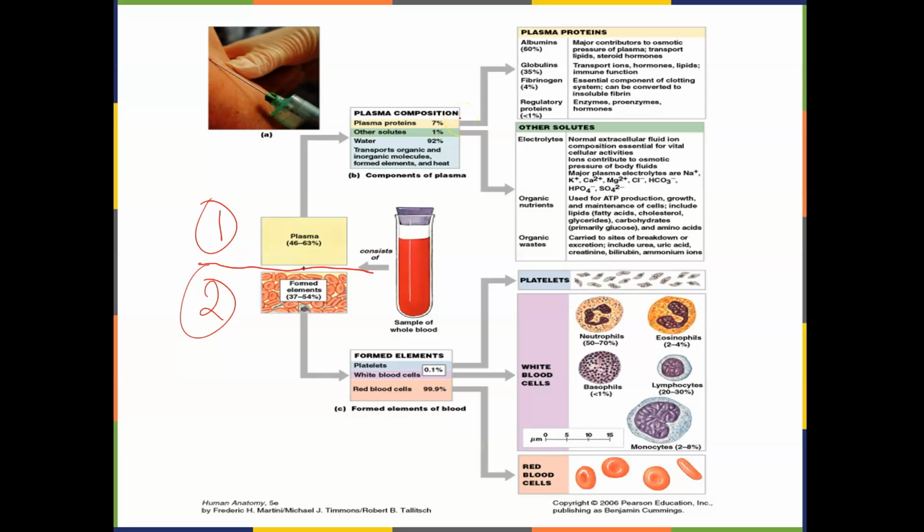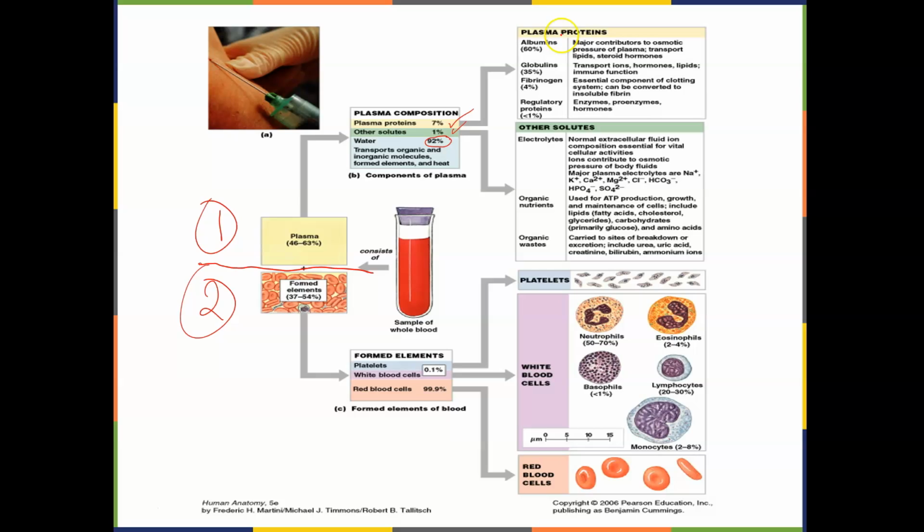Plasma is made up of lots and lots of water, obviously, but there are also plasma proteins in there called globulins. There are other solutes. Solutes will be things like salts, organic waste, amino acids, fats. And then we have water. Most of your blood is made up of water and the other stuff, the other solutes.